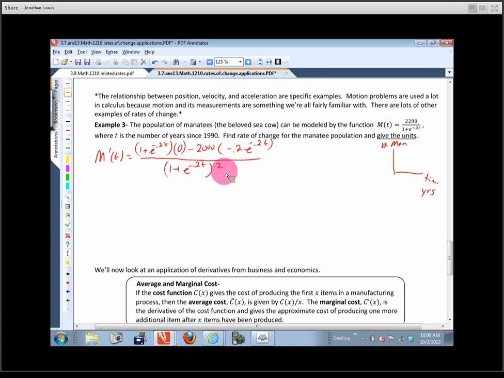Bottom, derivative of the top, minus top. Whoops, that should be a 2200, shouldn't it? 2200 minus the top times the derivative of the bottom, e to the kt. So that derivative would be k e to the kt. And then all over the entire bottom. No real calculus there. We're just squaring the bottom, right? Okay. Any questions?